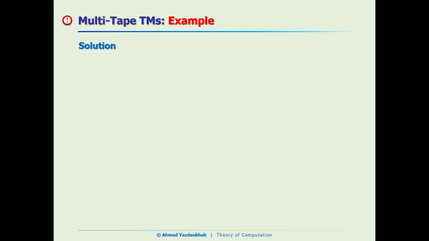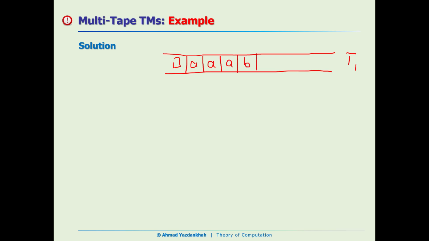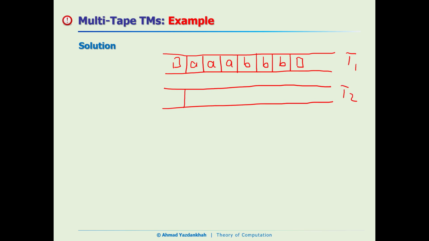As usual, we start with a happy example. So this is tape number 1, and its content is A, A, A, and then B, B, B, and here we have blank. How about tape number 2? Tape number 2 doesn't have anything. It has just blanks, something like this. So cursor number 1 is pointing to the first symbol of the string, and cursor number 2 is pointing to one of these blanks.